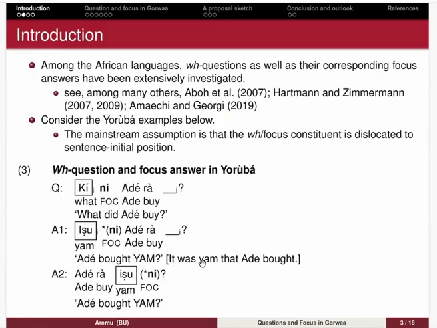So the question will be, how then would you know if the object is in focus? And the simple answer to this is pragmatics. The question that is asked is, what did Ade buy? And definitely we are expecting an object, right? So that's one way to know that the focus is in situ, and what exactly is the focus in that kind of sentence.